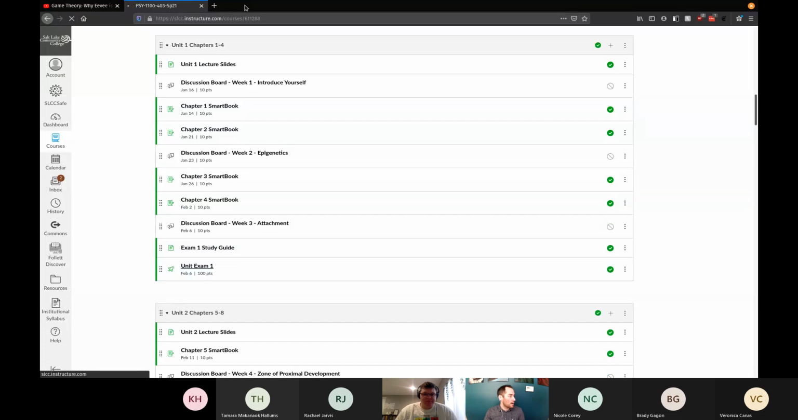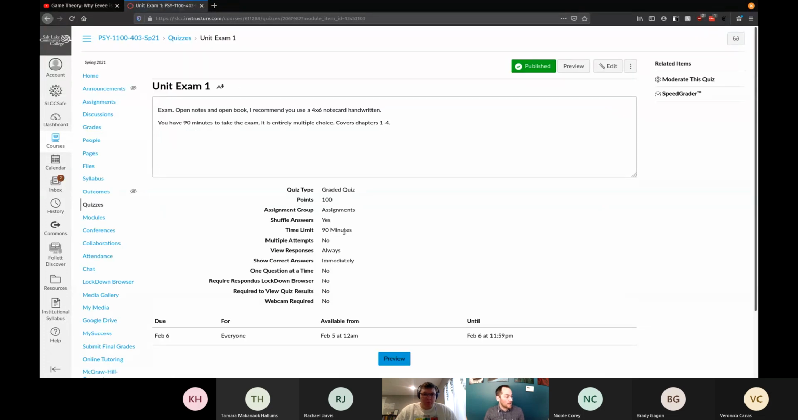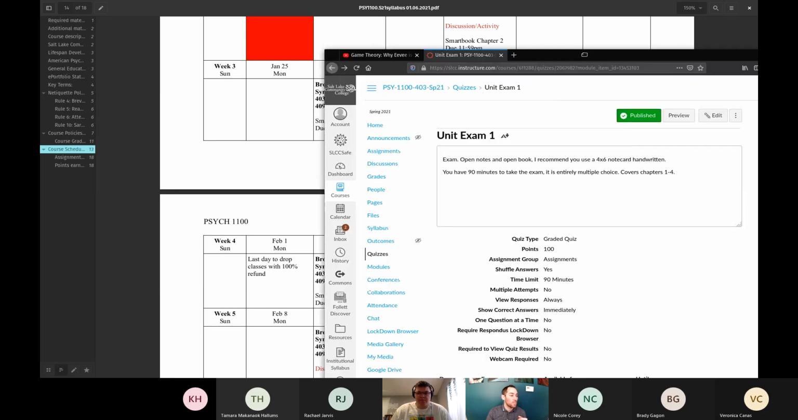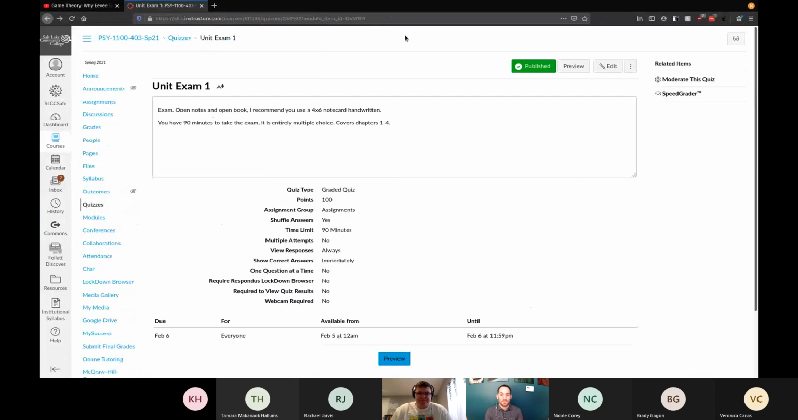So Unit Exam 1, it's a 90-minute time limit for that. All of the exams are multiple choice in this class. I'll check how many questions are on this, but I actually have to move it over here so you can't see all of the questions. So it will be 60 questions, and you will have 90 minutes to take it. It will be open book and open notes.